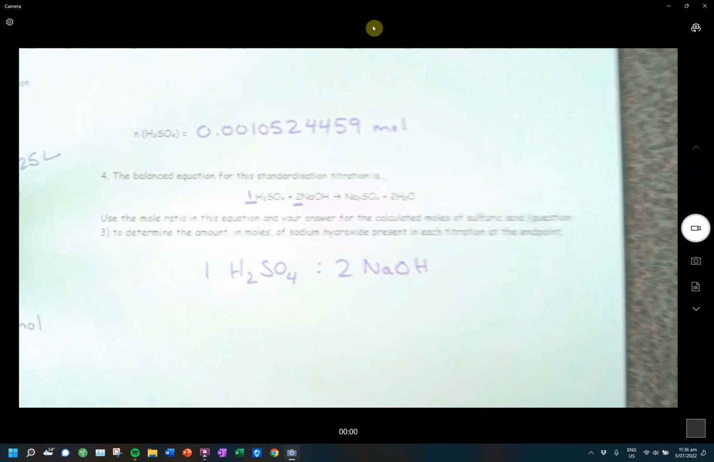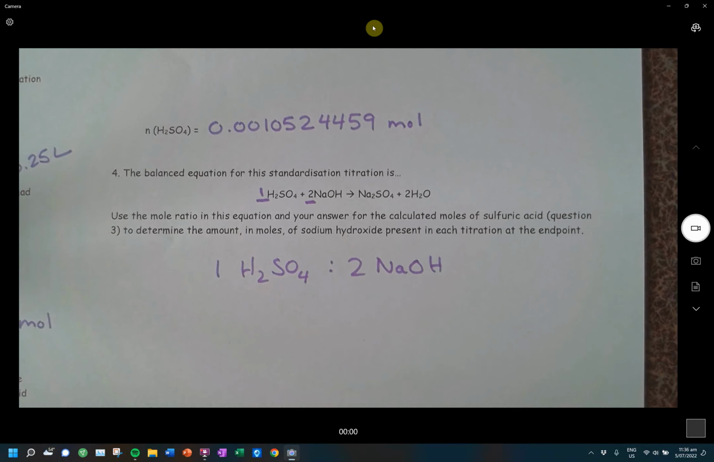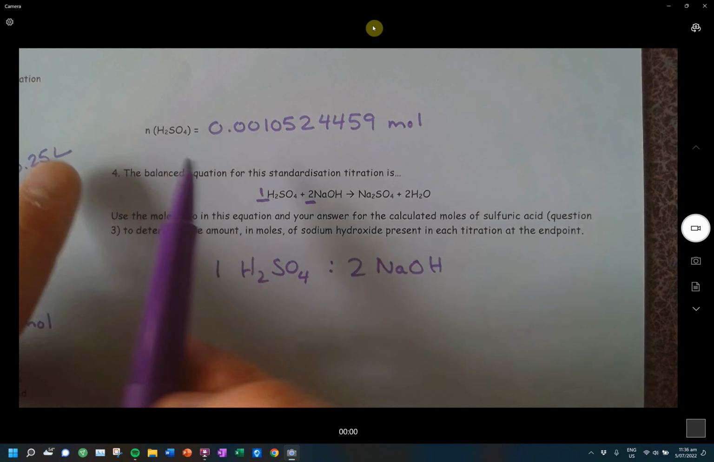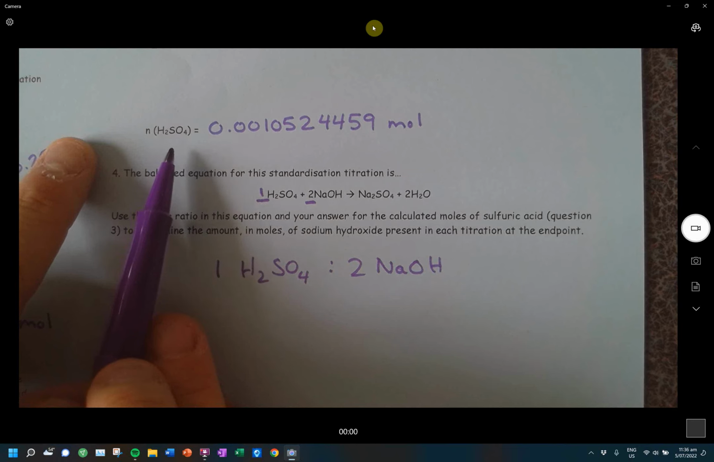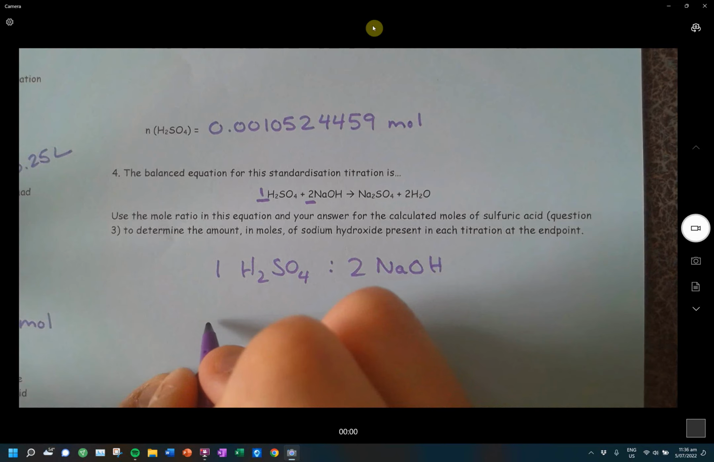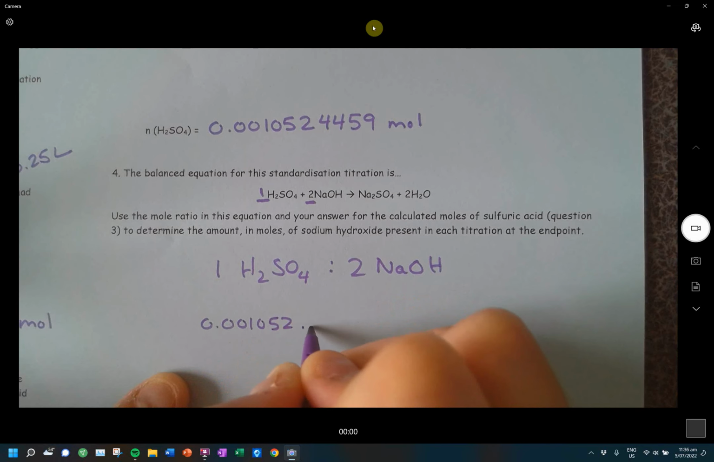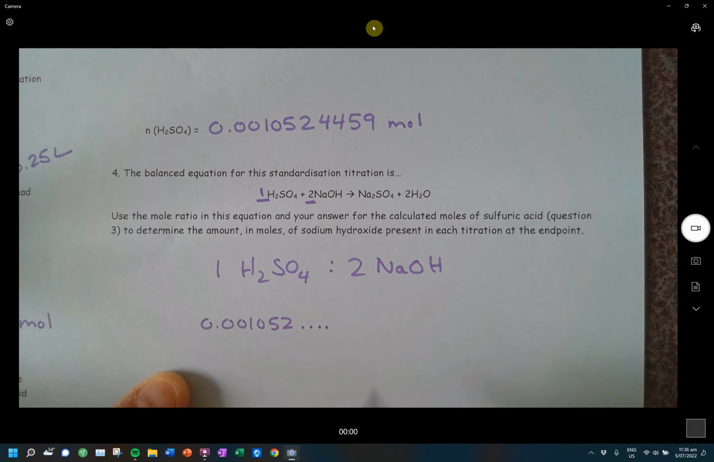So if I was looking at that question then, what do I need to do to figure out how much sodium hydroxide I need? Times it by 2 because it's double the amount. So I'd take the answer that I found up here and I'd multiply it by 2, and that tells me how much sodium hydroxide I need. So that 0.001052, to save us all the writing time, multiplied by 2, gives us the moles for the sodium hydroxide.